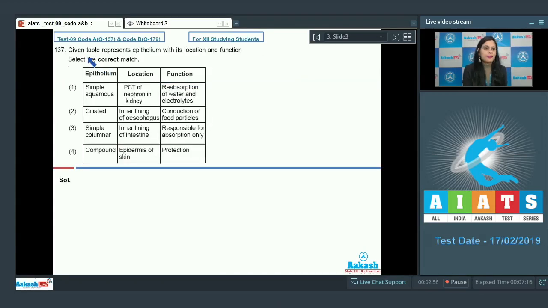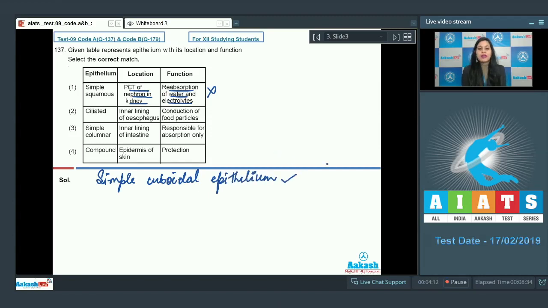Question number 137. The given table represents epithelium with its location and function. Select the correct match. The very first match given is simple squamous, pars convoluta of nephron in kidney, reabsorption of water and electrolytes. This is an incorrect match, because in the nephron of the kidney, for reabsorption of water and electrolytes, the tubular part is lined by simple cuboidal epithelium containing microvilli for maximum reabsorption.